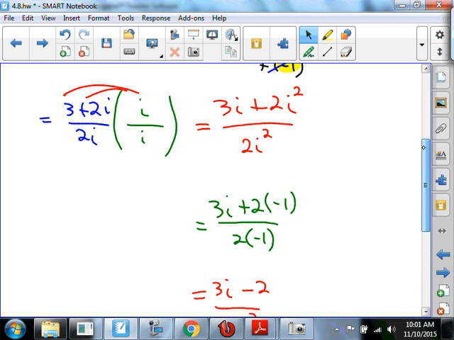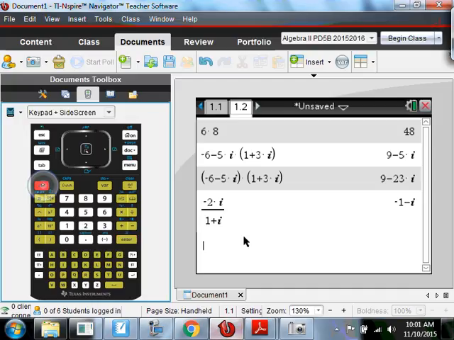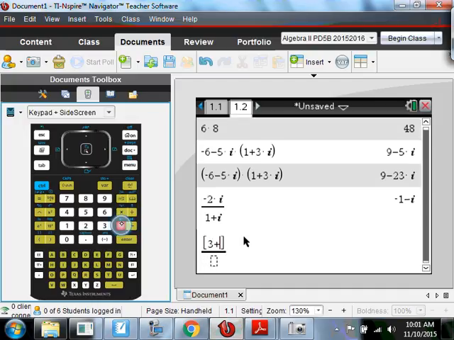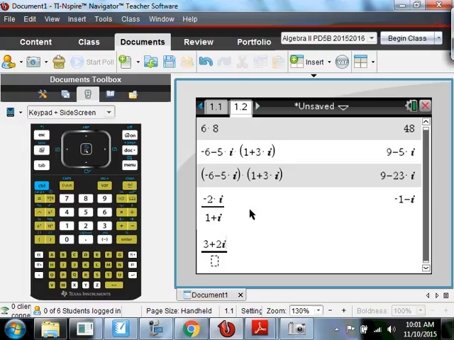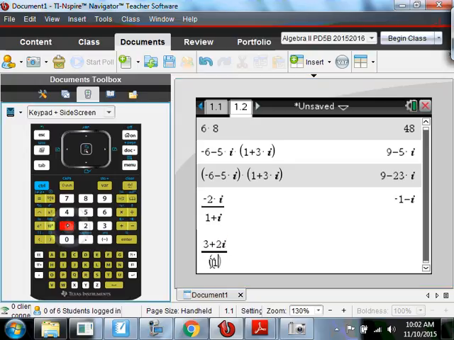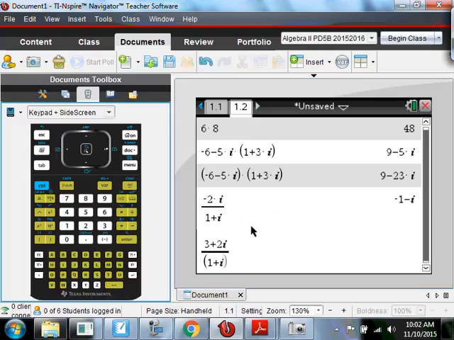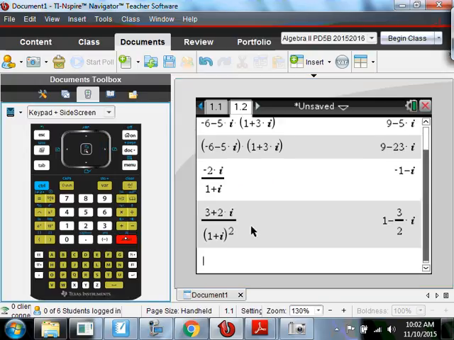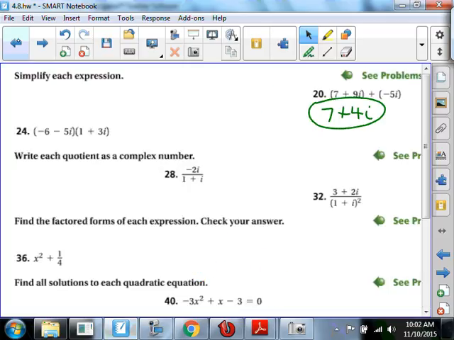Let's see if the calculator would have done that one. The fraction (3 plus 2i) over (1 plus i) quantity squared, over (1 plus i) quantity squared. There it is. All right. I know we really don't like those kind. Do need to be prepared for one of those on the quiz. Okay.